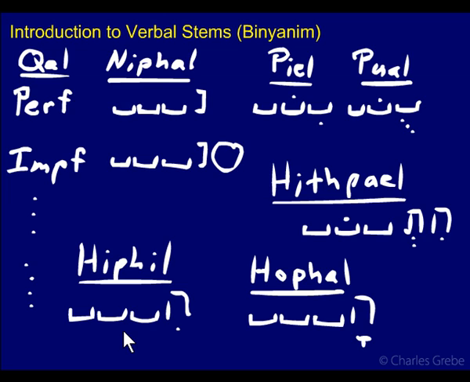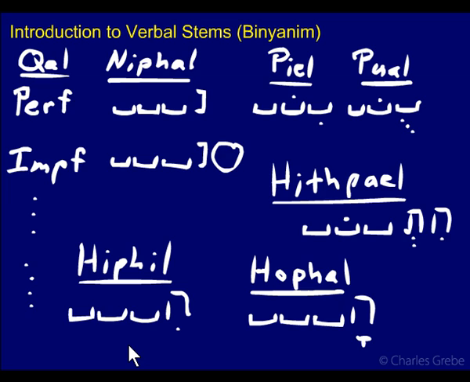They give a couple of examples. Ra'ah, he saw, would become he caused to see, or he showed. The third example here is shama, he heard. Now if you cause to hear, this would be hishmia. If you cause to hear, you are informing. So you have one verb here, and you put it into another binyan, and you give it a new meaning, a new nuance.